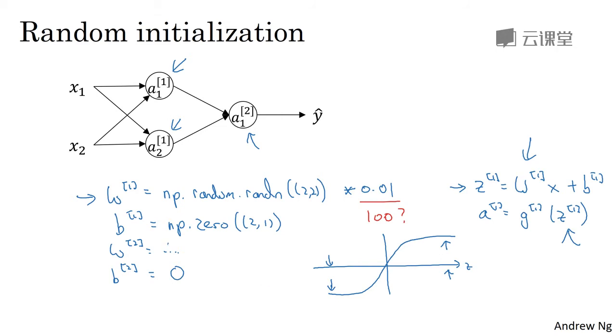And same for W2, right? This can be a random.randn. I guess this would be 1 by 2 in this example, times 0.01. Oh, missing an n there.